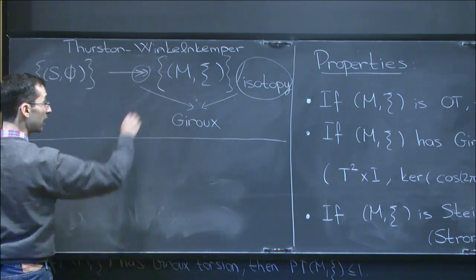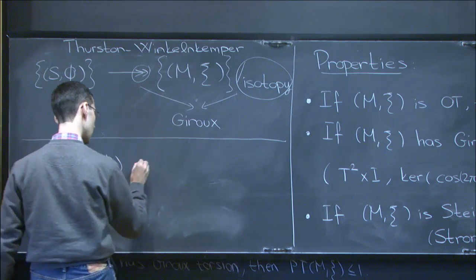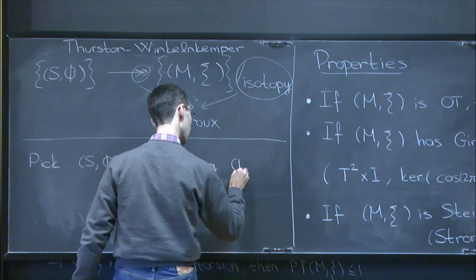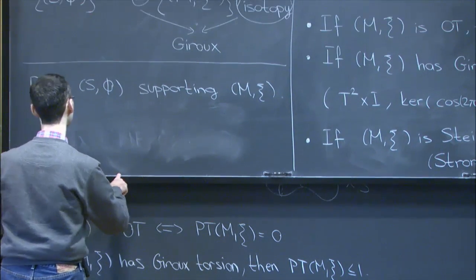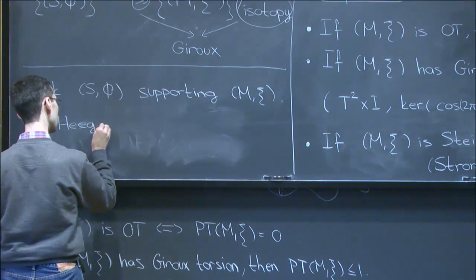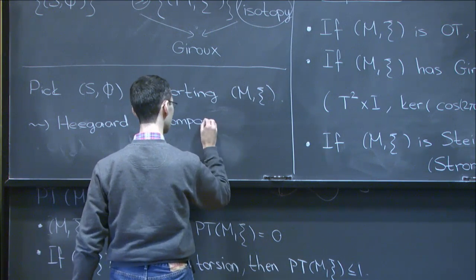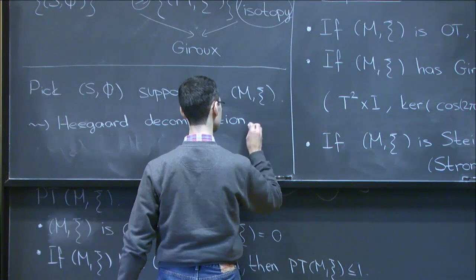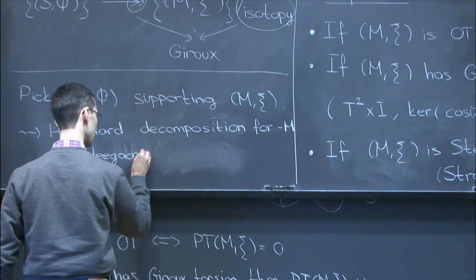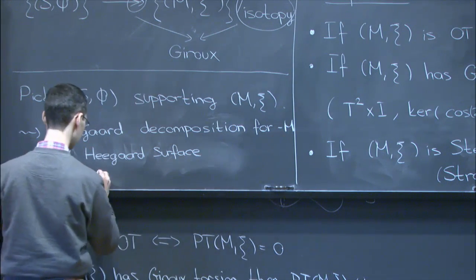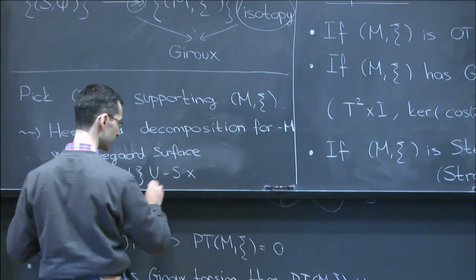Now, given the contact three-manifold M, pick some open book decomposition supporting M, ξ. Okay, and then what this gives you is a Heegaard decomposition for M. But since we are interested in the manifold with reverse orientation, let's find a Heegaard decomposition for minus M, with Heegaard surface simply given by S cross 1/2, and then union minus S cross 0, so the S with reverse orientation cross 0.